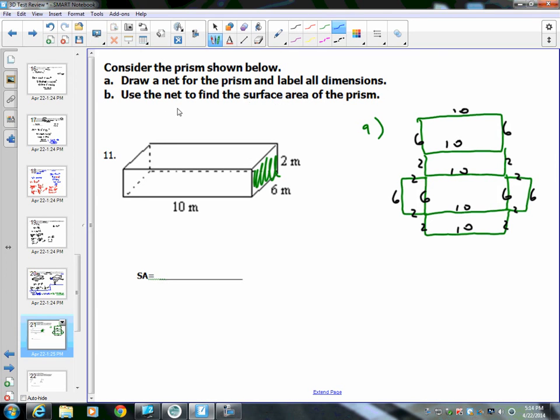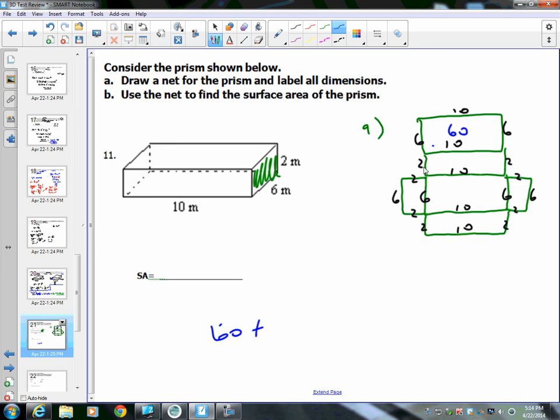Well, we could use the net to just find the area of each piece, and that's what it's technically asking us to do, or we can use the equation. Since we've done the equation earlier on the front side of the page, I'm going to actually use each piece. So how do I do this? Well, this is a rectangle, the top part, so I'm going to say 6 times 10, which is 60.